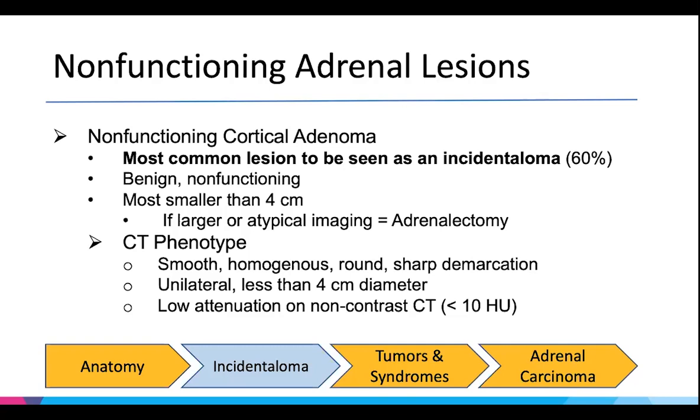The phenotype you'll see on CT will be smooth, homogeneous, round, with sharp demarcations, usually unilateral and less than 4 centimeters in diameter. And you'll also see low attenuation on CT, less than 10 Hounsfield units.